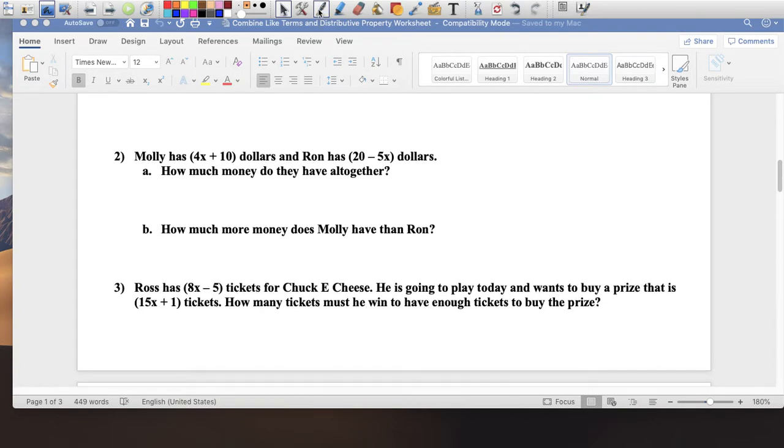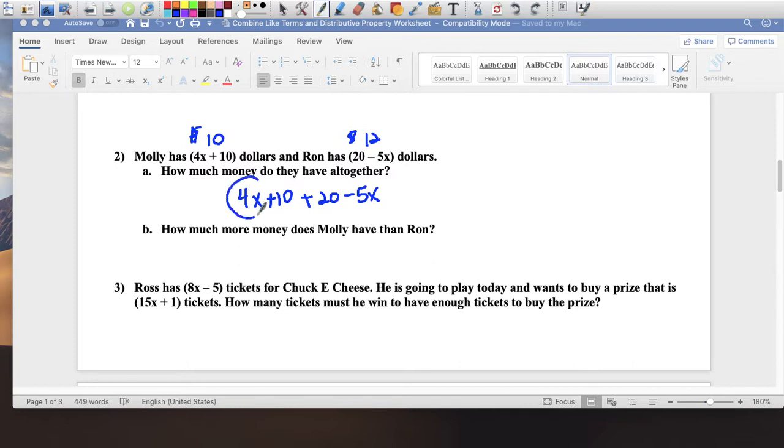Number 2, 4x. Molly has this much money and Ron has this much money. How much money do they have altogether? Again, if I told you that Molly had $10 and Ron had $12, what would you do with those two? You would add them, right? So likewise, 4x plus 10, and I'm not going to use parentheses, plus 20 minus 5x. When we're adding, it really doesn't make a difference if I put the parentheses and then remove them because I'm multiplying by a positive 1 on each side, right? So I don't have to put parentheses.